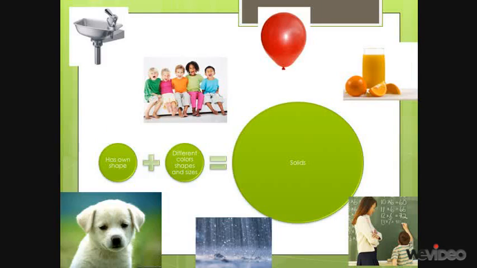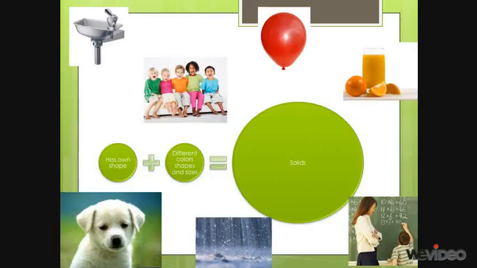So now that we have talked about all 3 states of matter, we will take a closer look at each one and discuss whether or not it is a solid, a liquid, or a gas. First, we will start with grouping solids. Remember that the defining attributes of solids are that it has its own shape and comes in various sizes, colors, and shapes.